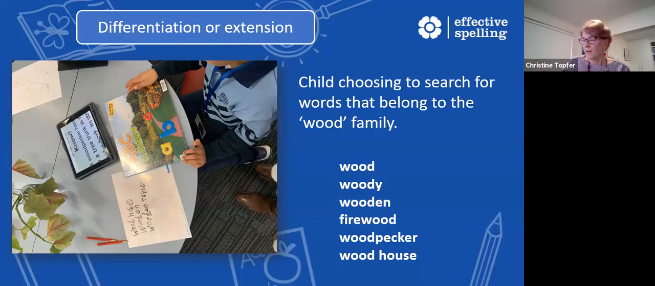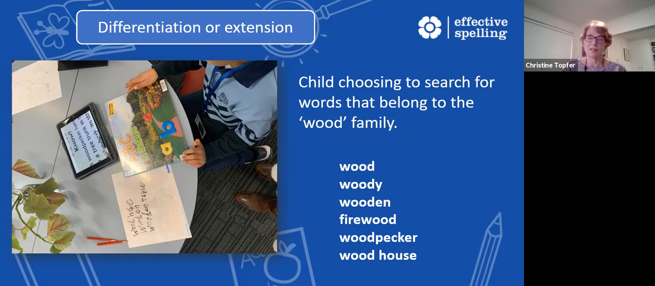So then there were other students who really wanted to explore further morphological word families at this particular time. So this can be in your differentiation or extension. We provide ideas that we put in next steps, but this particular child had chosen to explore words that would belong to the wood family. So they were off exploring, finding out the meaning and collecting words that would belong to the wood family.